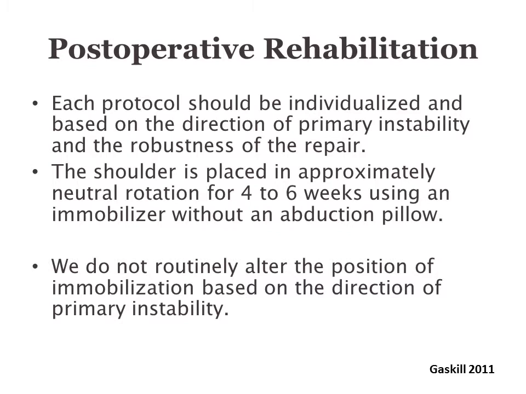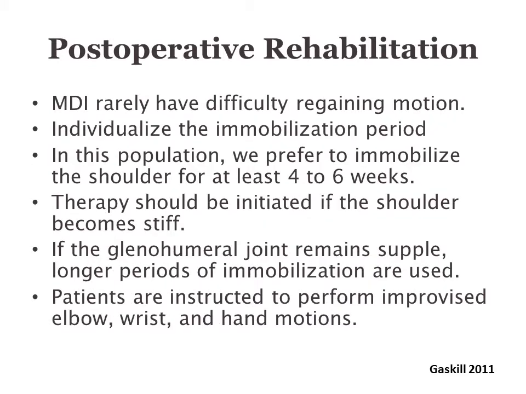Postoperative rehabilitation for multidirectional instability. Each protocol should be individualized and based on the direction of primary instability and especially the robustness of the repair. The shoulder is placed in a neutral rotation brace for 4 to 6 weeks, with or without an adduction pillow. We do not routinely alter the position of the immobilization based on the direction of instability, and a conventional shoulder immobilizer is recommended.